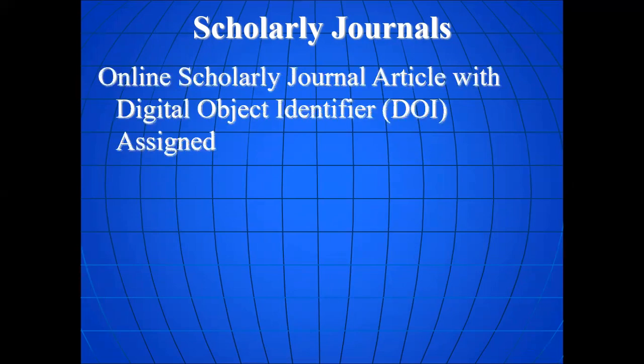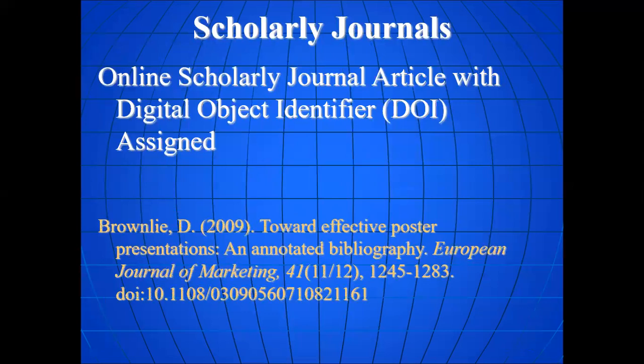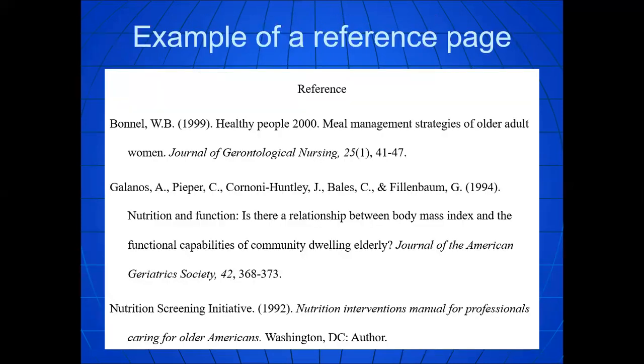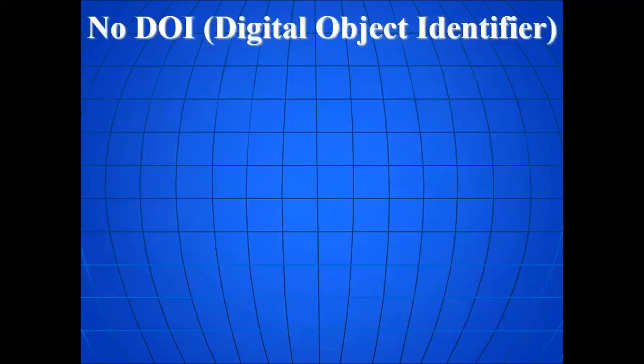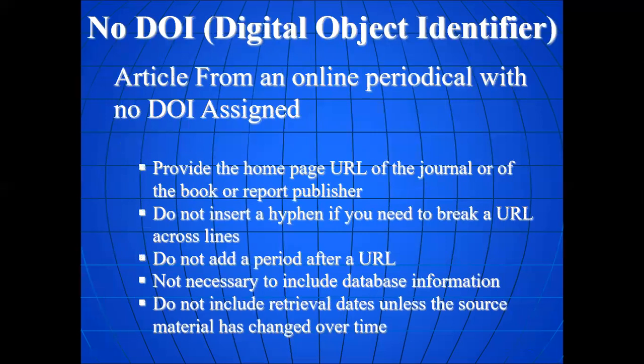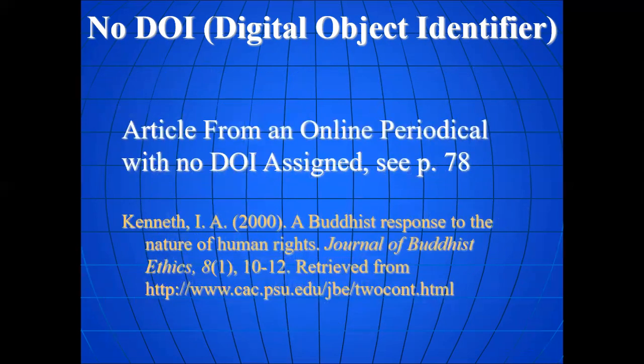So scholarly journals are treated depending on their source. If it's an online scholarly journal, the reference looks like that with the DOI. Here's an example of a reference page. If there's no DOI, you can include the URL, and again, look in your parent text to see how to do that.